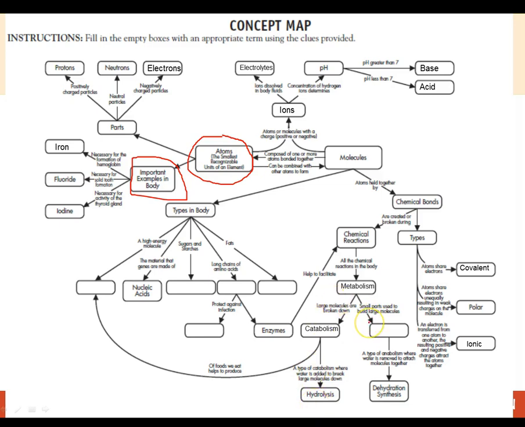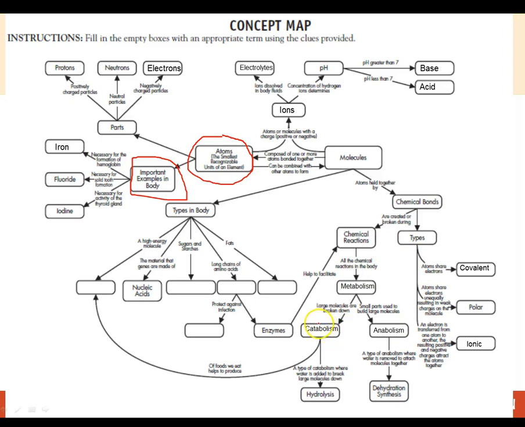Now, small parts being built up. What is that process? That's anabolism. And again, I kind of gave you the answer down below. A type of anabolism where water is removed is dehydration, right? We dehydrate, we take the water out. Okay.